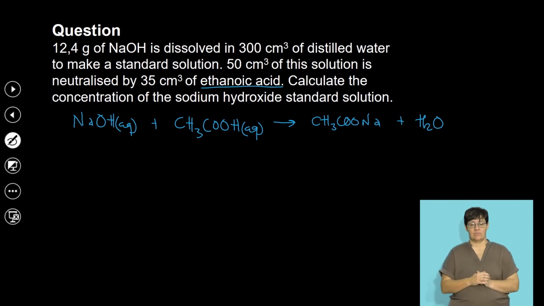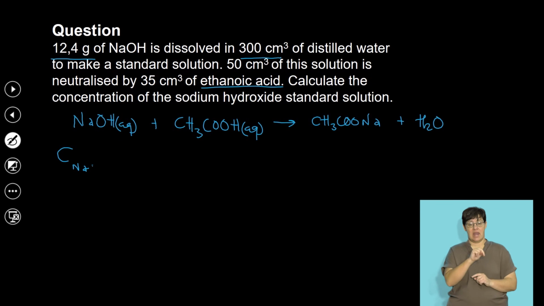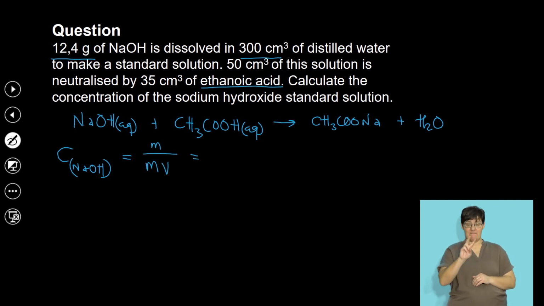So the ratio in which they react with each other is also very important. We need to realize that for every mole of a base, there is 1 mole of the ethanoic acid. So the ratio is actually 1:1. So if we go to the story, it tells us about the mass of sodium hydroxide in a volume. So we are able to determine the concentration of sodium hydroxide. So C of sodium hydroxide, we would calculate it by saying mass over molar mass times volume, which gives us the actual concentration.